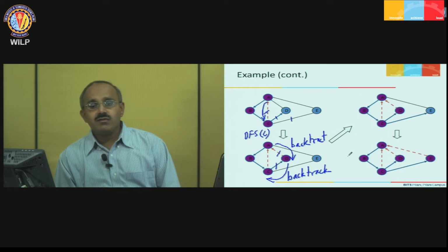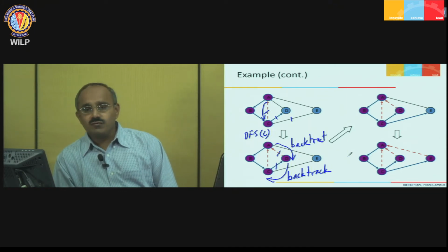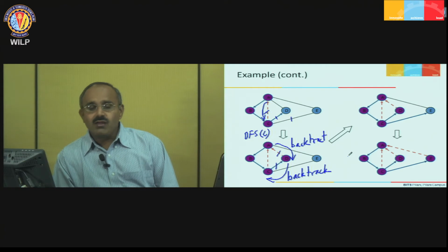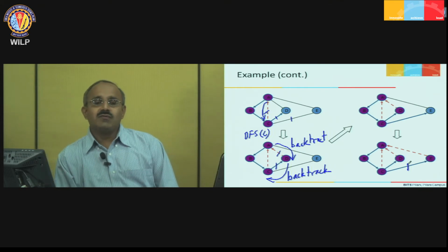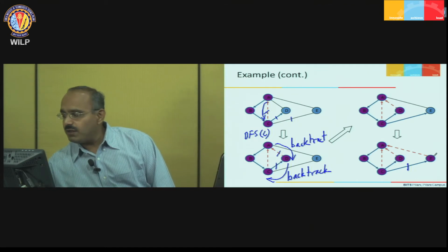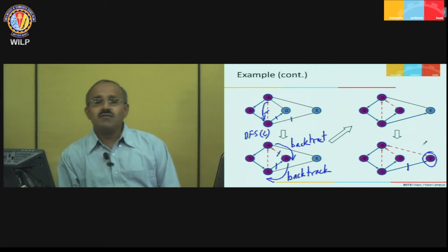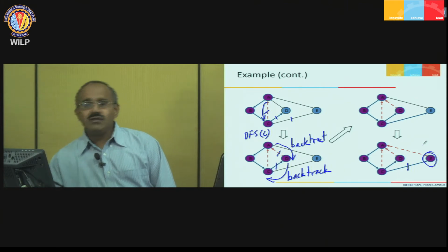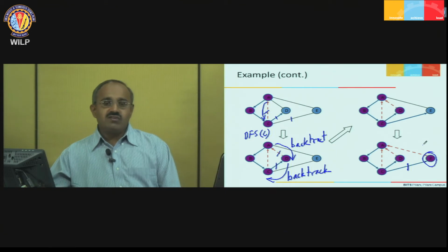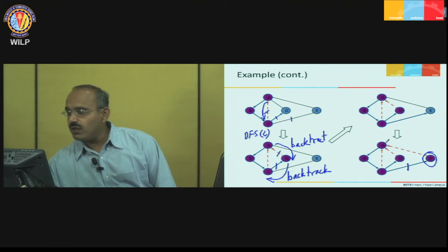At C, you find that there is still an unexplored edge incident on C, which is CE. So, that is followed. That becomes a discovery edge and we mark E as visited and we again continue the procedure at E. There is only one unexplored edge incident on E, which leads back to A. So, we mark this, since A is already visited, as a back edge.